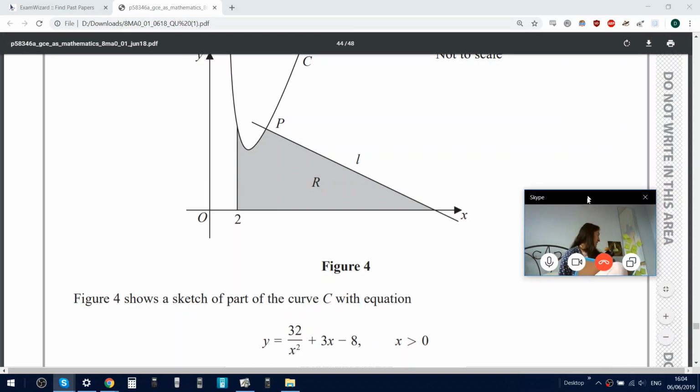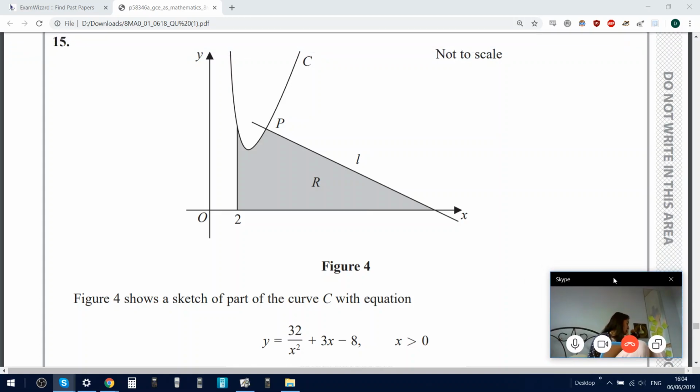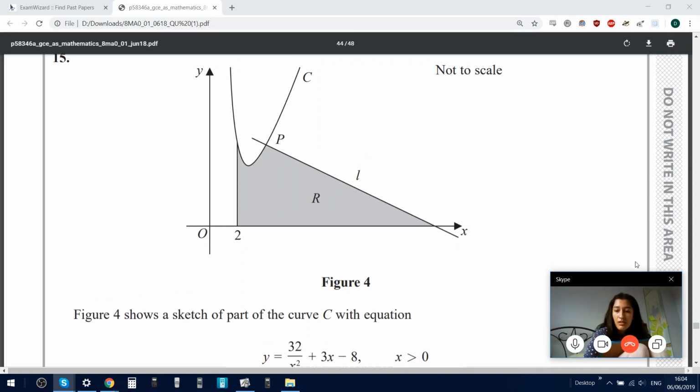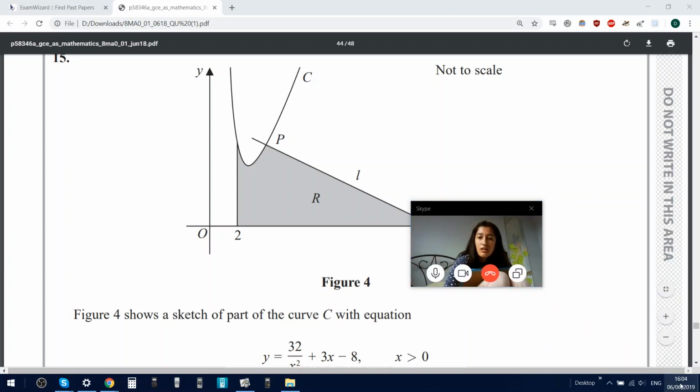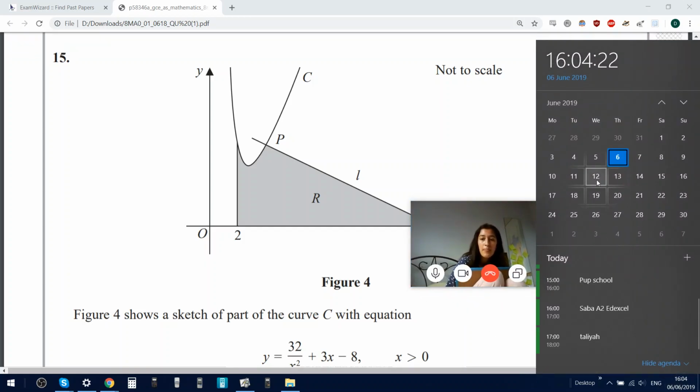And then maths is next Wednesday now. When's the next maths? It's June 12th. What day is June 12th? Wednesday. So, oh wait, no, stats and mechanics is Friday. So it's Wednesday and Friday.